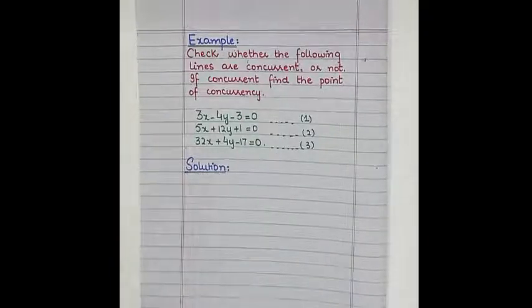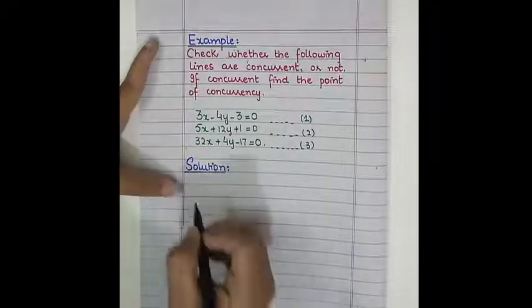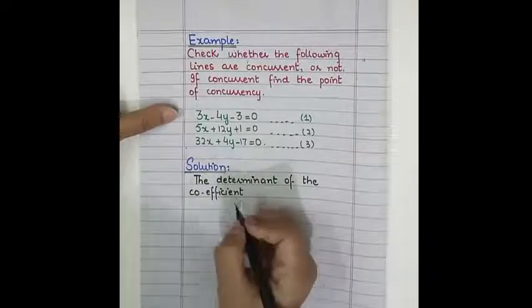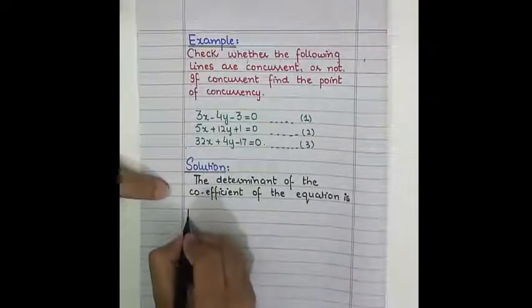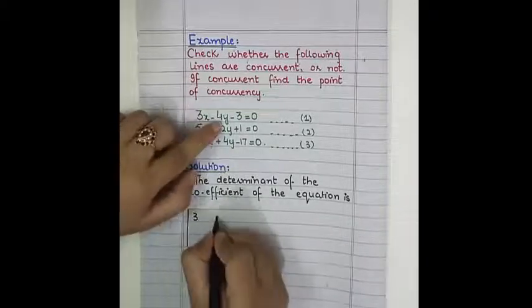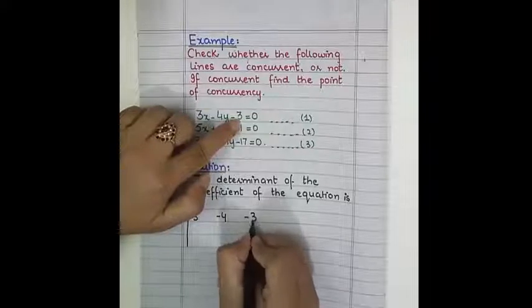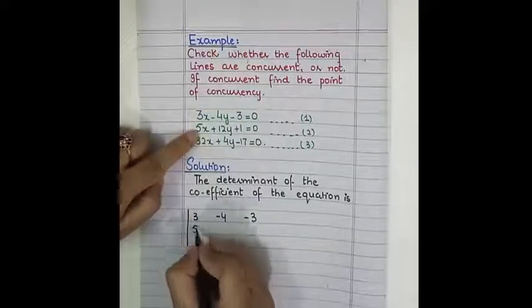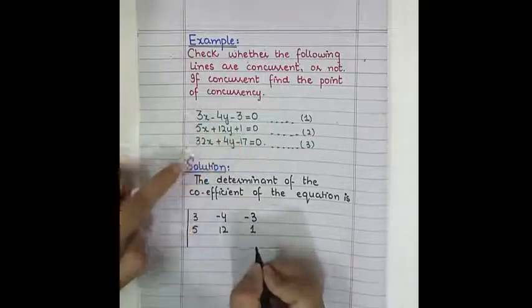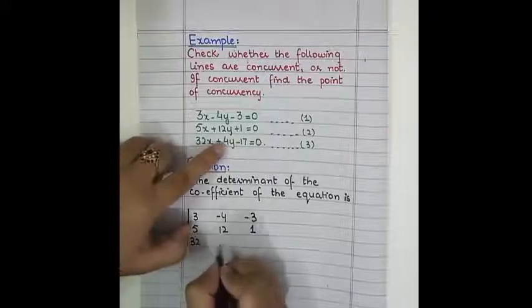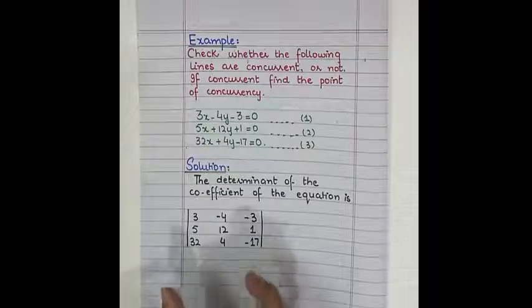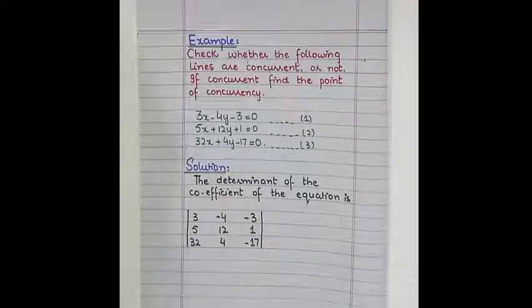The determinant of the coefficients of the given equations is, now we will write only the coefficients. Here we have 3, minus 4, minus 3. Then we have 5, 12 and 1, 32, 4 and minus 17. Now we want this determinant to be equal to 0.